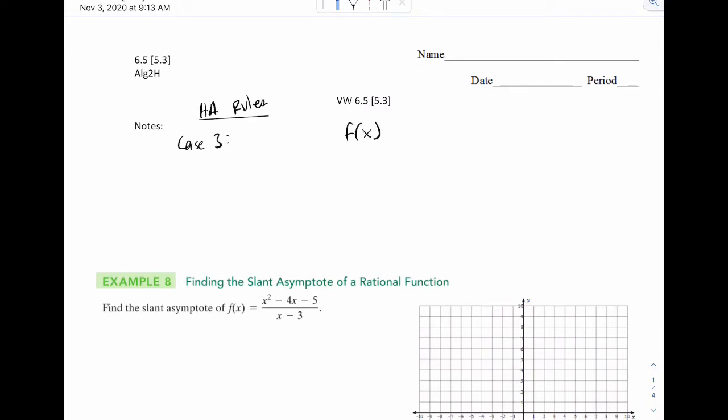So remember the generic function, f of x equals a x to the m plus dot dot dot over b x to the n plus dot dot dot. Case 3 is going to be the situation where m is greater than n, meaning the top exponent is greater than the bottom exponent. In that situation, we said there is no HA.